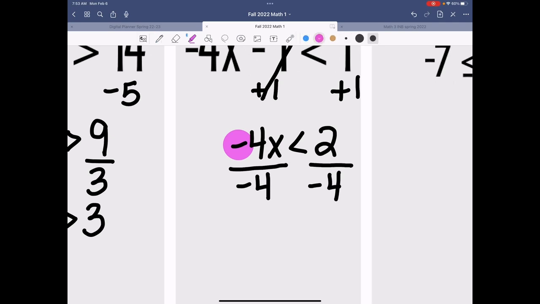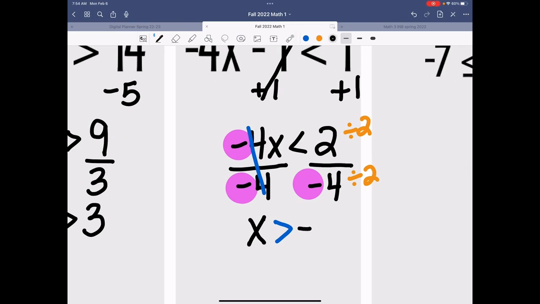So if I flip that sign, this is going to turn into x is greater than, and I'm going to simplify this. So I can simplify this because 2 and 4 are both divisible by 2. So if I divide both of these by 2, it's going to simplify and become -1/2.